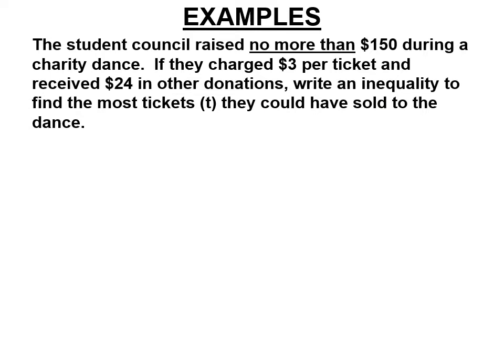Student council raised no more than, all right, so no equation anymore. We're doing inequalities. No more than 150. That's less than or equal to 150 during a charity dance. They charge $3 per ticket. There's our unit rate. Are we using T for tickets? Yep. But we already received $24. We already received $24. Now, this is almost always going to be plus. It's really hard to make that a minus. Okay, so that's almost always plus.